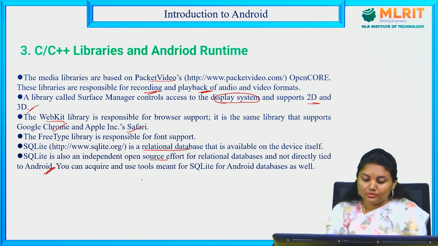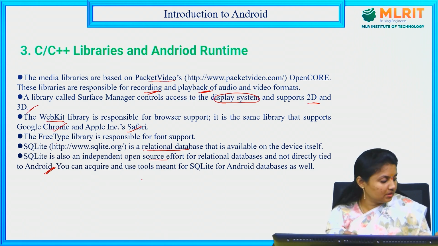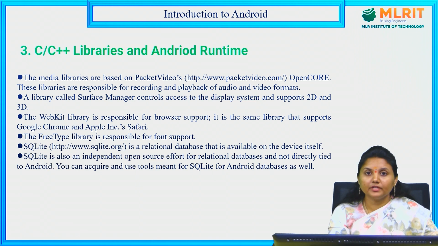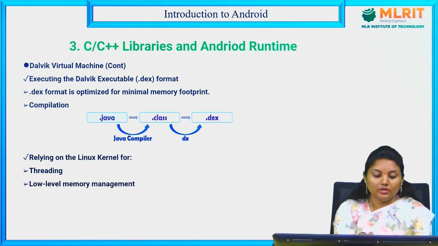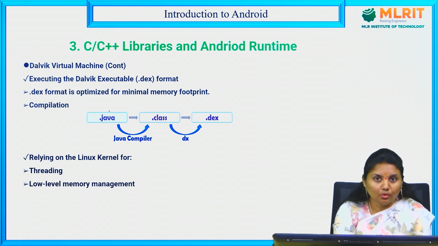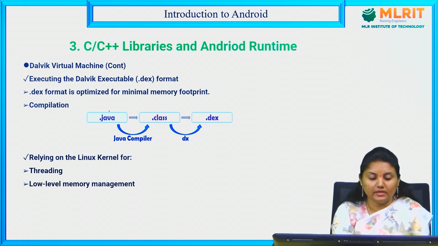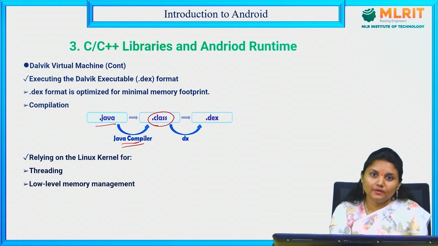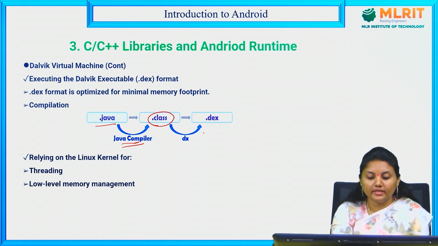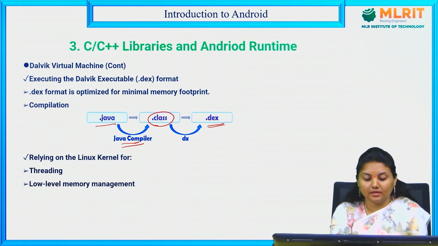Okay, so that's about different libraries and the Android runtime. And here, if you see, we have a small diagram showing that every code in Android Studio, we are writing using a .java, and this .java will be compiled into a .class file. This .class file will be converted internally to the DEX file with a .dex extension.